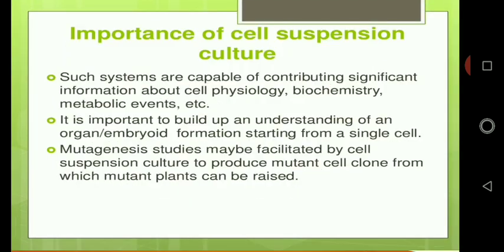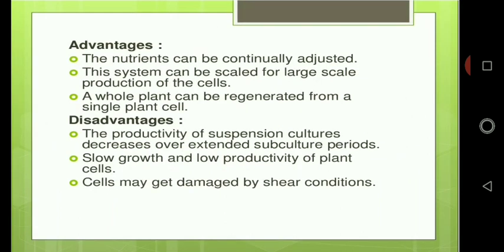Now, what is the importance of this system? Such systems are capable of contributing significant information about cell physiology, biochemistry, and metabolic events of the cells. It is important for understanding the formation of a whole plant or embryo from a single cell. Also, different types of mutagens can be studied and their effects on the cell culture observed. The advantage is that nutrients can be continuously adjusted. This system can be scaled up for large scale production, and a whole plant can be regenerated from a single cell.